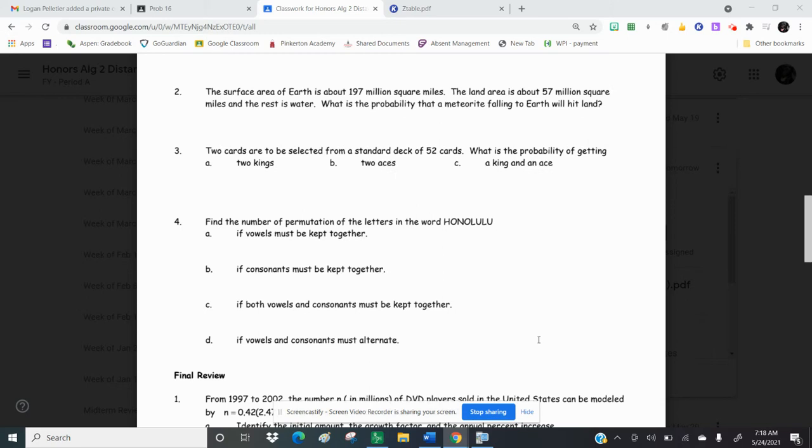All right, so let's take a look at number 4. Find the number of permutations of the letters of the word Honolulu: if the vowels have to be kept together, if the consonants have to be together, if the vowels and the consonants have to be together, and if they alternate. So let's take a look at all of those scenarios.